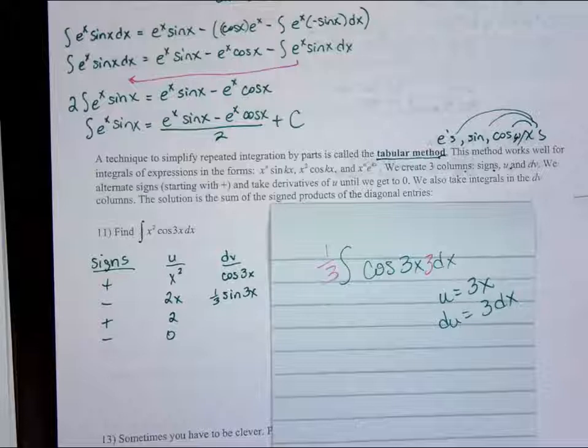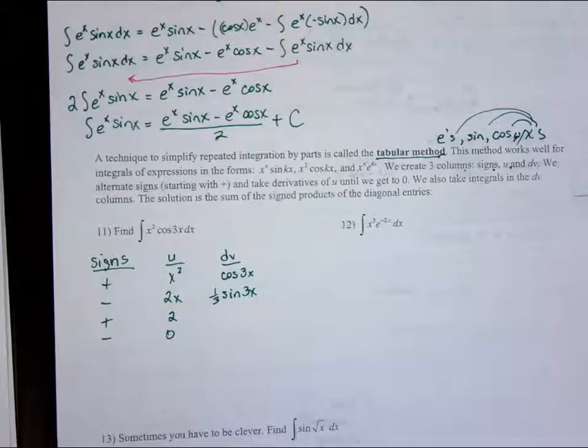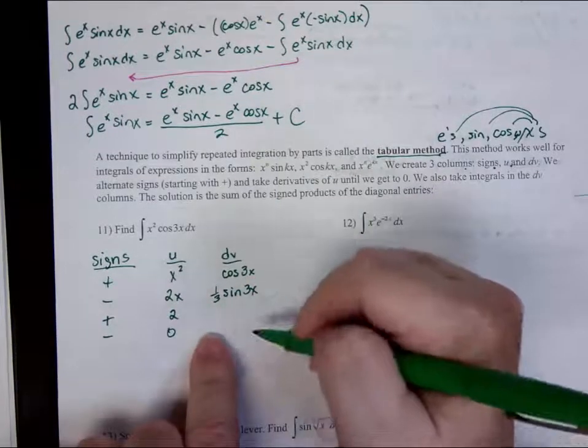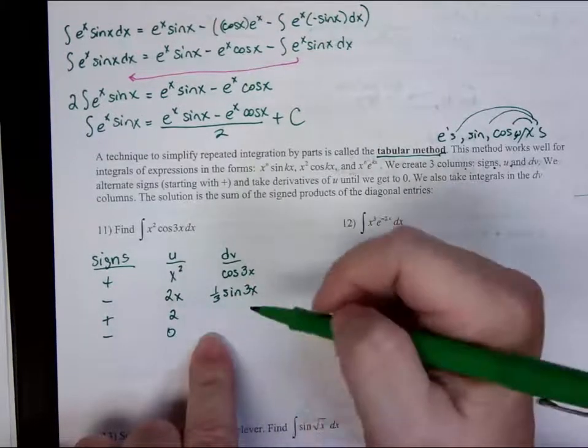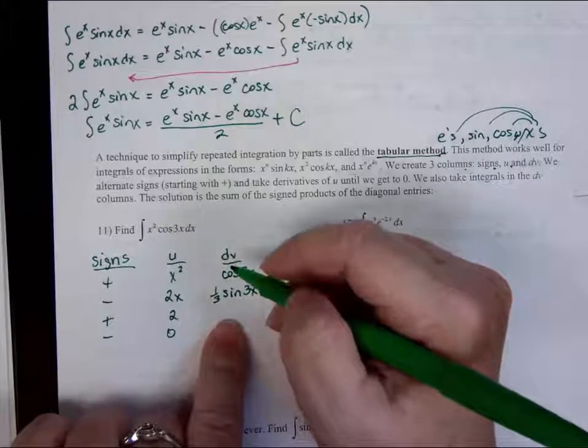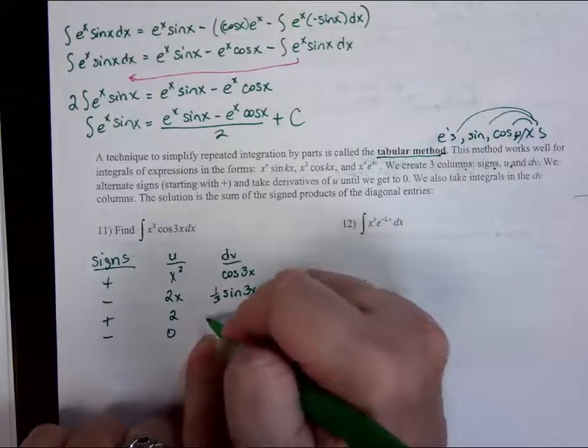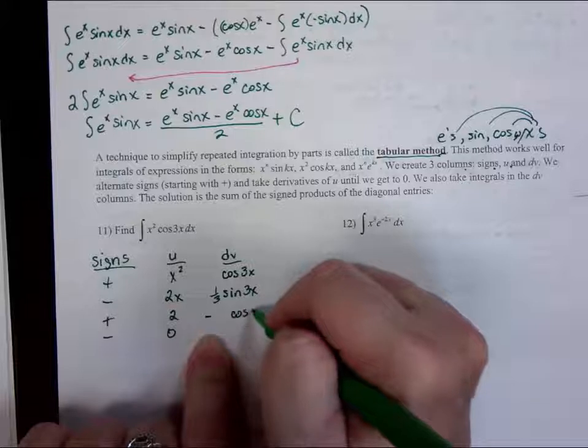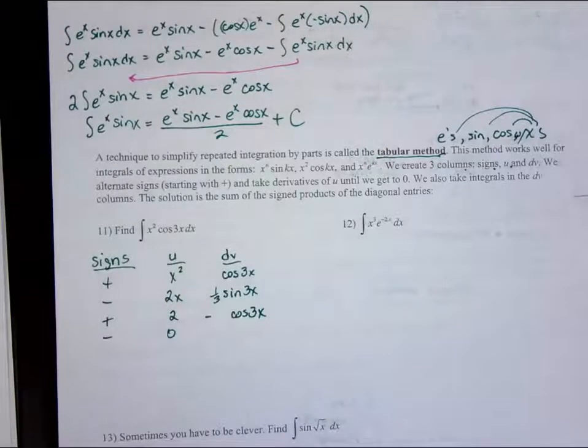Are you with me? Okay. So, keeping that in mind, every time we go back, we got to throw a 1/3 outside. So what's the antiderivative of sine? Negative cosine. So we're going to need a negative, leave some space for the fraction, cosine of 3x, but what fraction's in front now? 1/9. Very good.